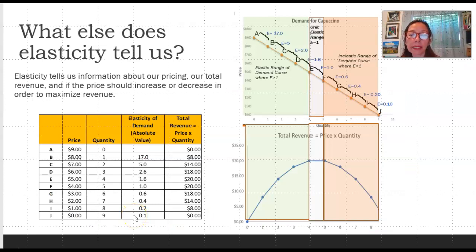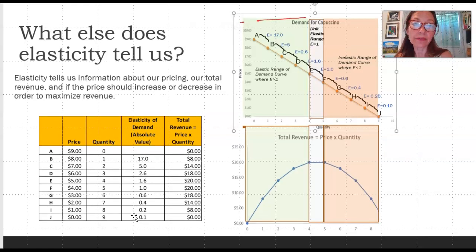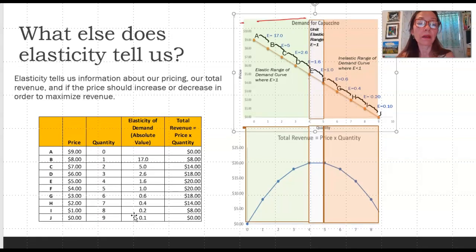So to summarize, elasticity tells us information about our pricing. Where are we pricing on our demand curve? If we are pricing in the elastic range, okay, so you want to remember that over in this green shaded area is our elastic range. All of this area over here, okay, is our elastic range of our demand curve. Okay, that means that if we lower the price in that range, we are going to be increasing our revenue.